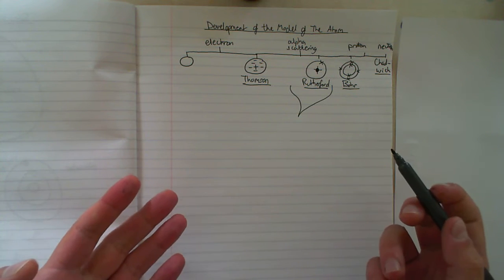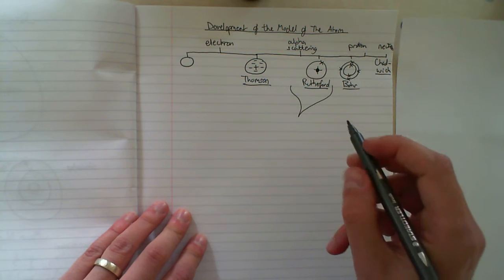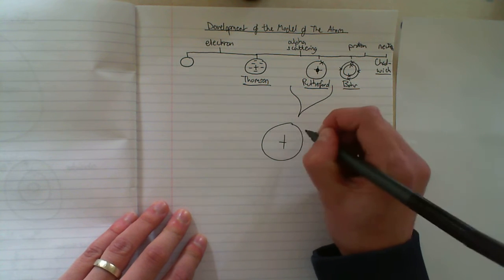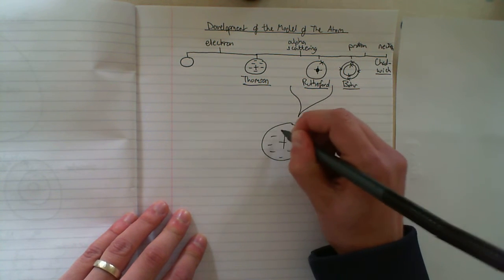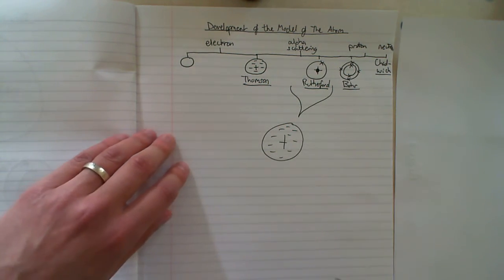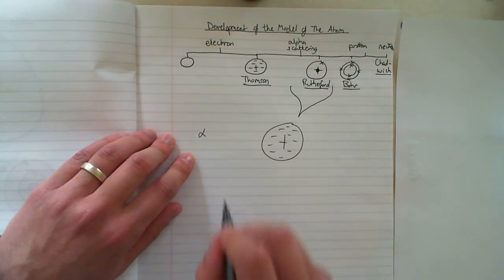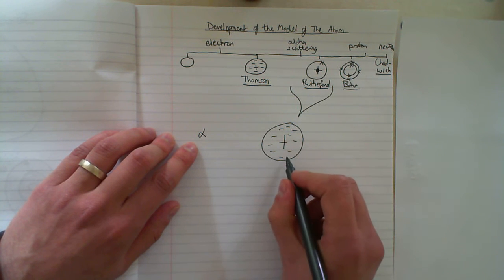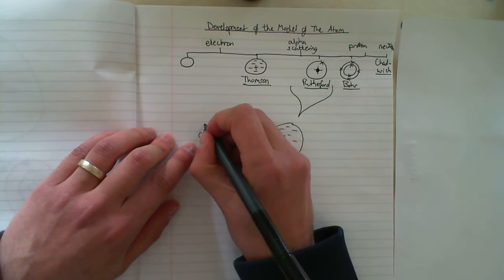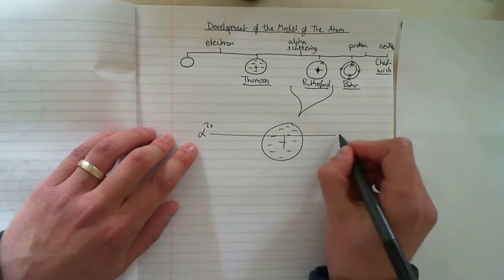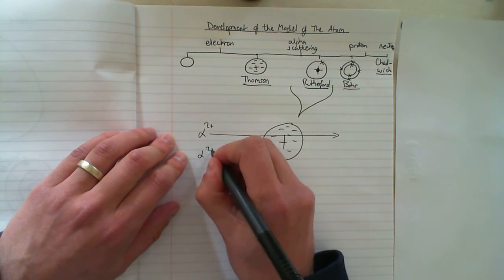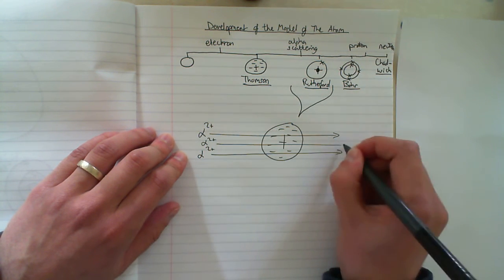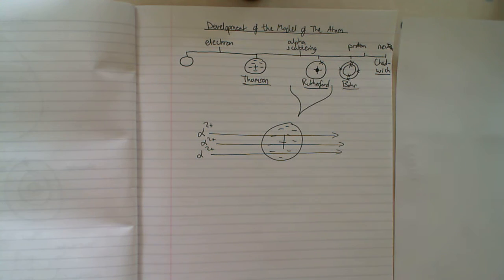So what should have happened if Thomson's plum pudding model was correct? So plum pudding: a positive sphere with negative electrons scattered randomly in it. What Rutherford did is he fired alpha radiation at a gold foil. And if the gold foil was made up of plum pudding atoms, all of the alpha would have gone through. Every single last bit of alpha would have gone through if this was true.